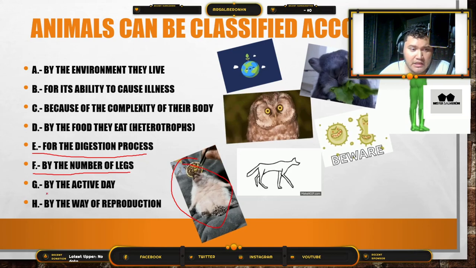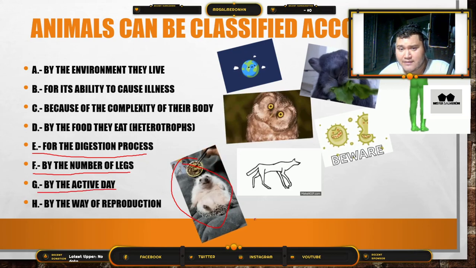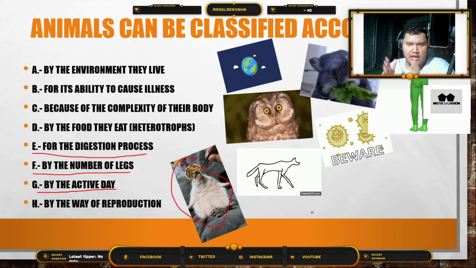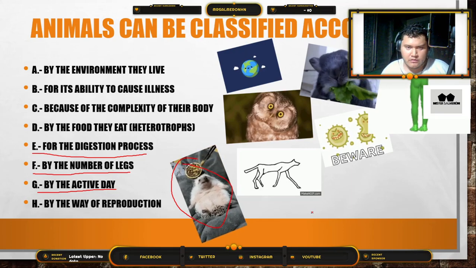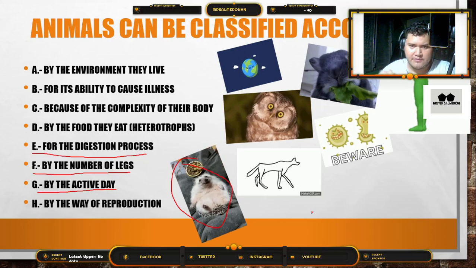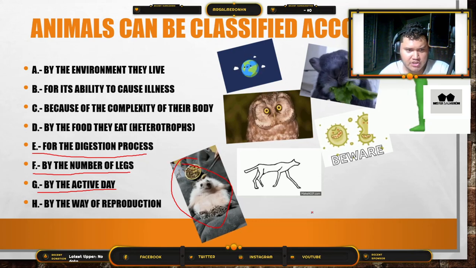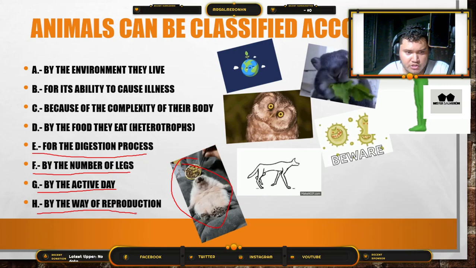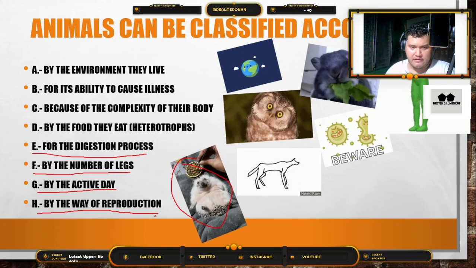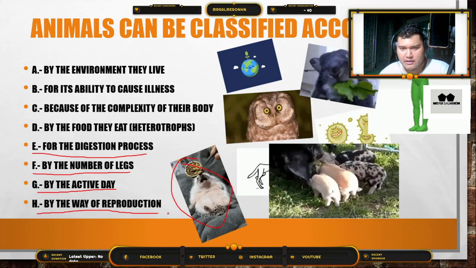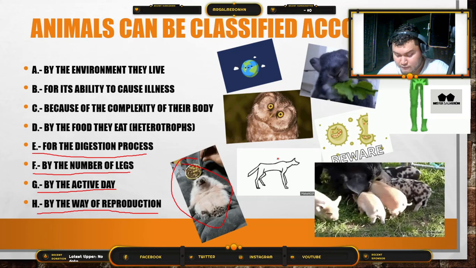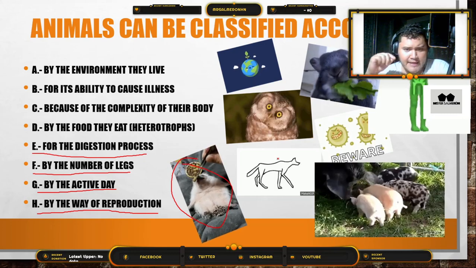By the active day, if they're active in the morning or at night or even in the twilight, between the day and the night, that moment when the dawn is coming or the twilight time is over, there are animals that are more active in that moment. So depending on that, they have a classification. And to finish this fast introduction, by the way of reproduction. Depending on the way they reproduce, they can be classified in different forms: oviparous, viviparous, and well, there are a lot of different classifications that we're going to speak about in a while.